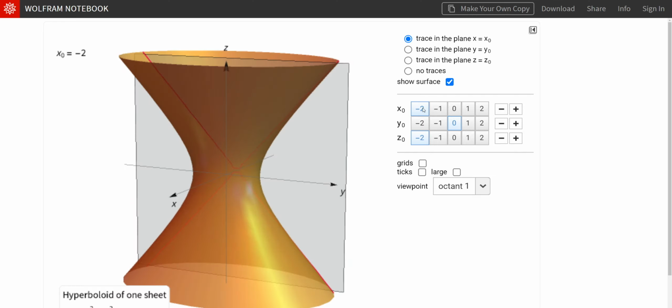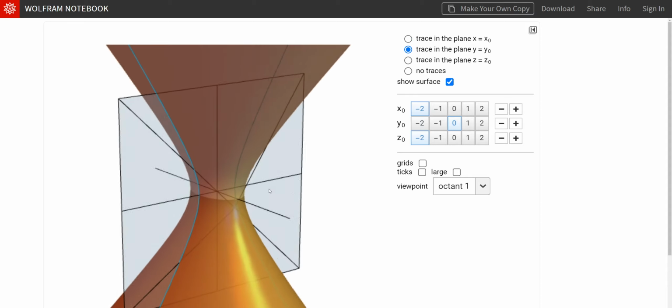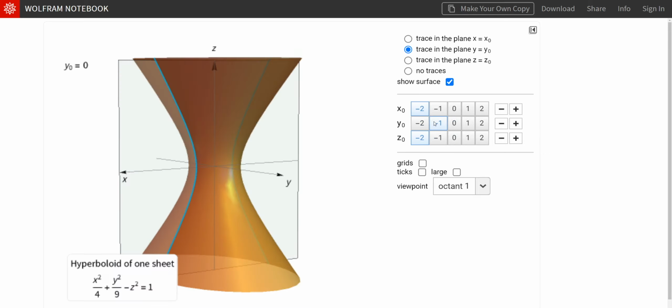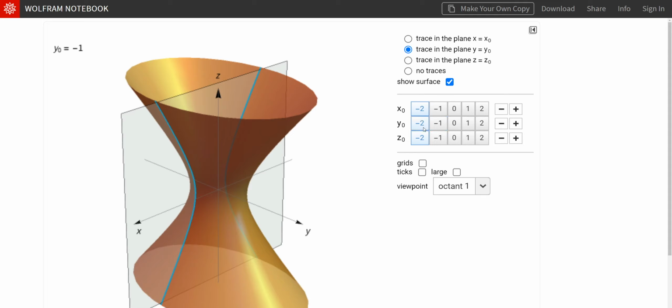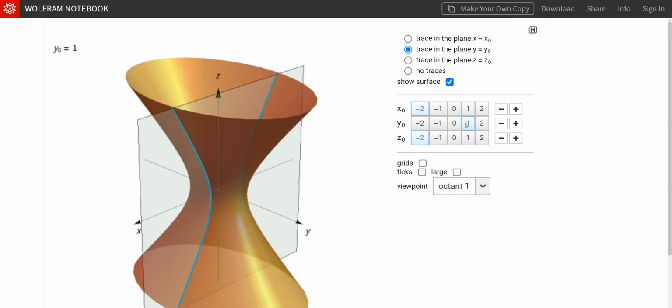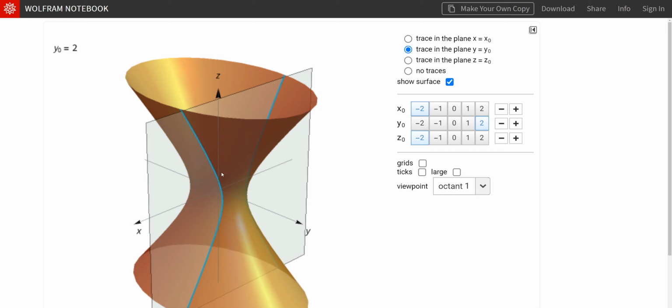So let's see. How about we turn on XZ traces. The XZ trace itself, we get a hyperbola. I can pull it back. I get other hyperbolas. I can move it forward along the x-axis. Oh, sorry, this is along the y-axis. Sorry, these are XZ traces. I can't remember if I said that wrong. But these are traces that are parallel to the XZ plane. And I get hyperbolas here as well.